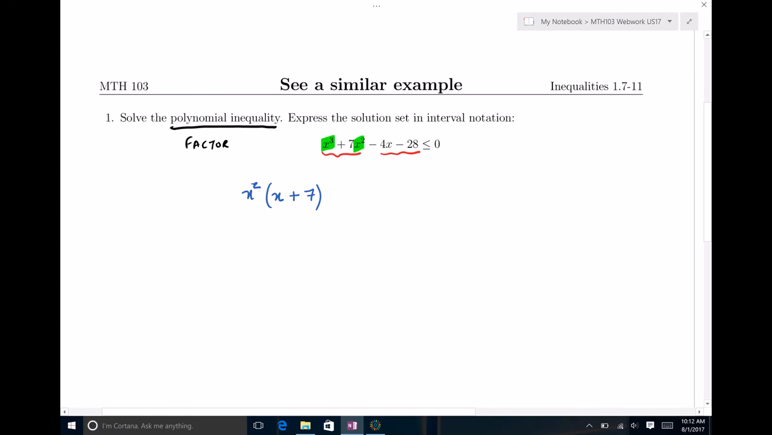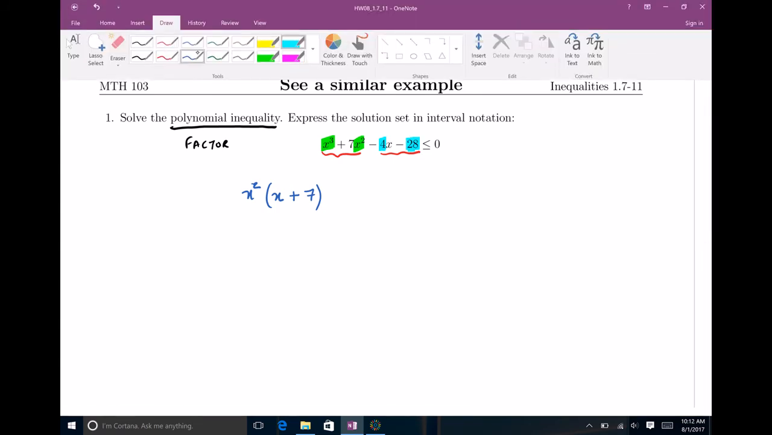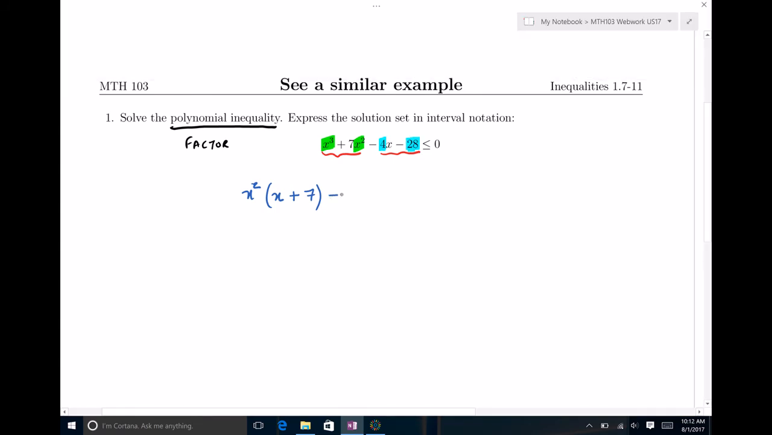And what can we factor out from negative 4x and negative 28? 28 is a multiple of 4, so I can factor out negative 4. And negative 4 factored out from negative 4x leaves x. And negative 4 factored out from negative 28 leaves positive 7, since when you multiply negative 4 and positive 7, you get negative 28, and that's less than or equal to 0. There's still more work to be done for the factoring.